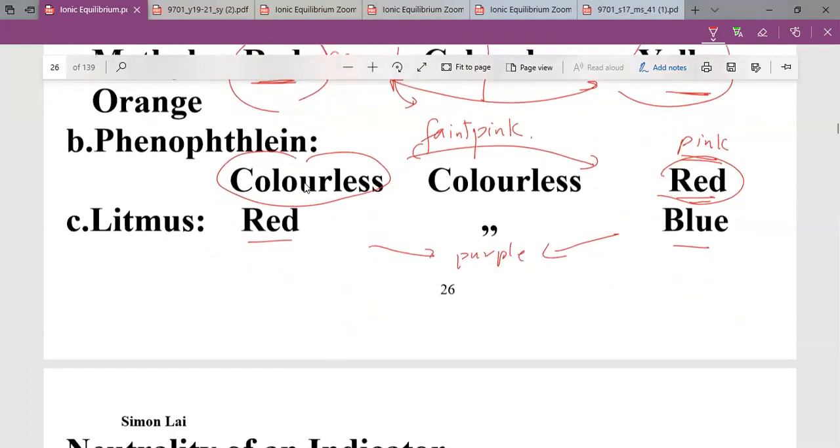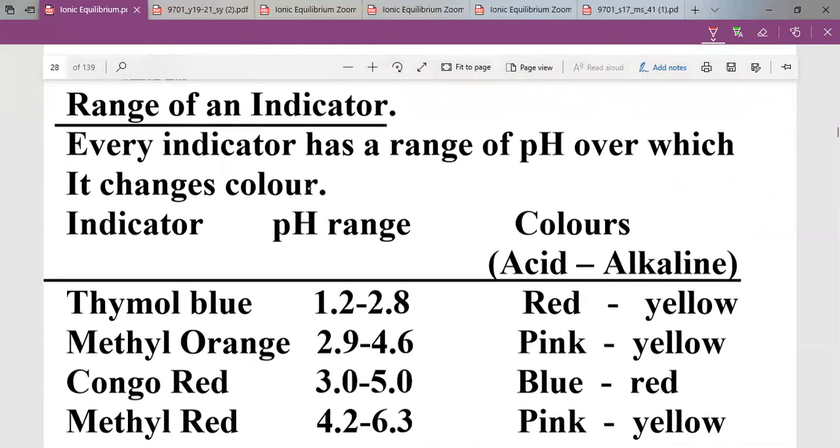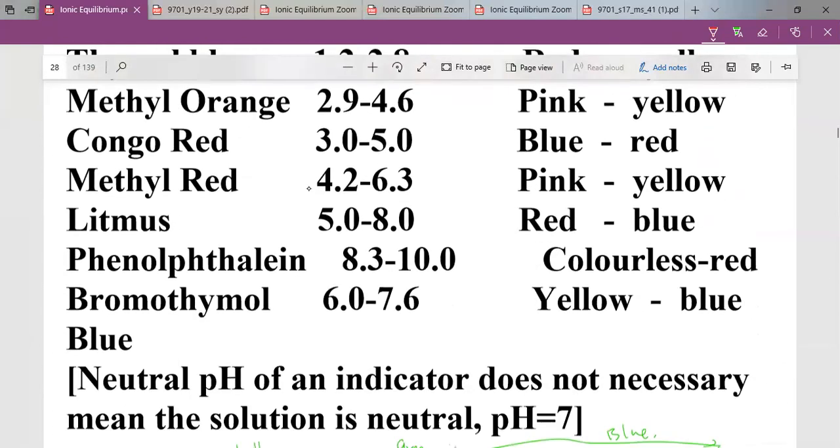Of course, nowadays for all titration in AS, we have your bromophenol blue or bromothymol blue, which is here. The HA is your yellow, and A minus is blue. So the end point, remember, is green. This is the most famous one, bromothymol blue, or bromophenol blue also can, same. So this one is yellow and blue.